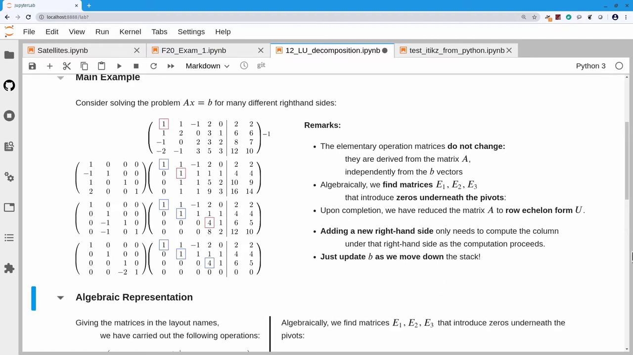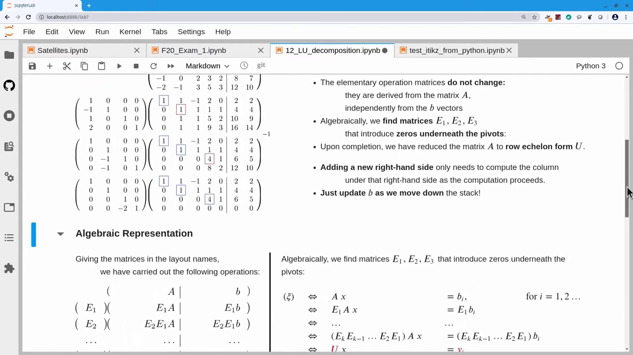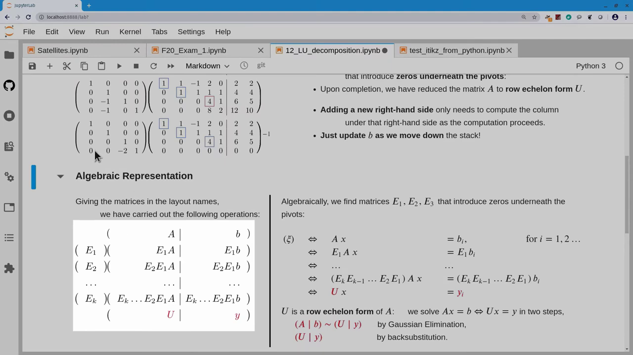Algebraically, what we're doing might look a little more obvious. The first thing is I've taken my stack of matrices, my computational layout, and I've assigned names to those matrices. So I start with a matrix A and some right-hand side B. I find a matrix E1 and apply it to both A and B in order to put zeros in what was the original A matrix. Then we'll keep going with a matrix E2 all the way to a matrix EK.